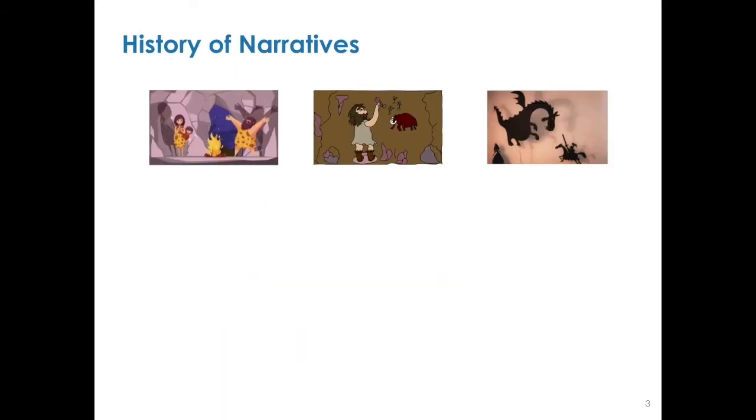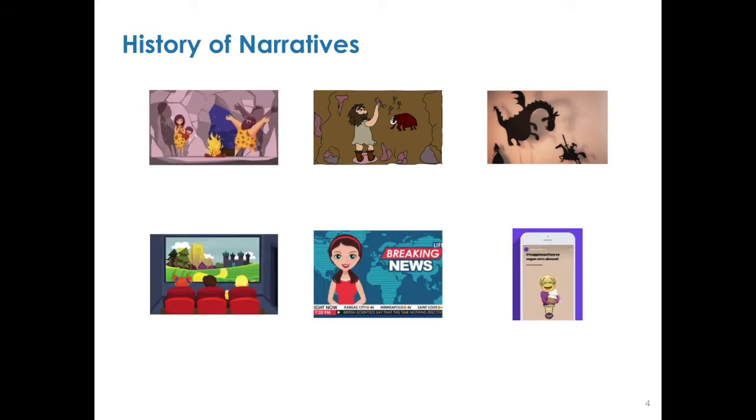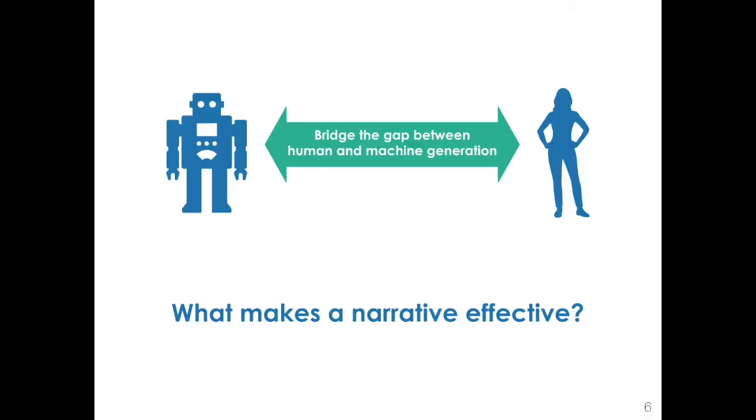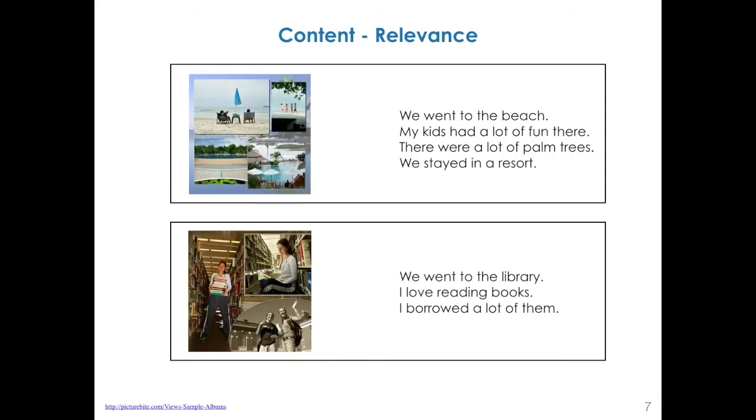We have always been enveloped by narratives, let it be cavemen telling stories, puppet shows, to more contemporary media like movies, news, Instagram stories, etc. The ability to perceive and express a set of related content is fundamentally a human attribute, and it is our responsibility to impart the skill to machines. With some of the recent advancements in generating text, we are moving now towards making them more natural and human-like. We address one of the properties that bridges the gap between human and machine generation in this talk.